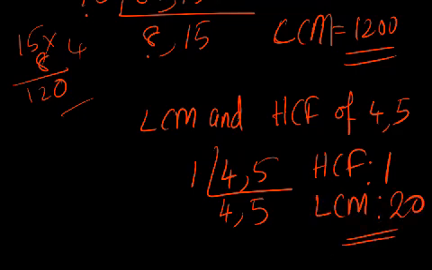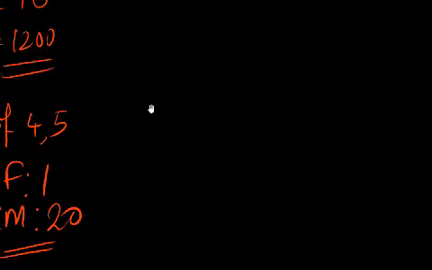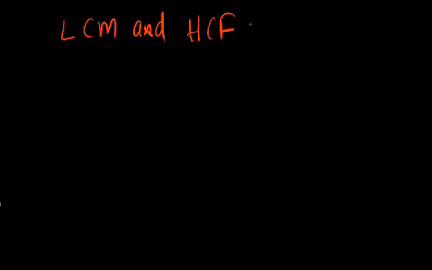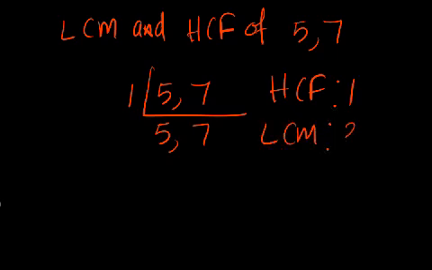I will show one more example. LCM and HCF of 5 comma 7. They don't have any common factors. So 1, 5, 7. So HCF is 1 and LCM is 5 into 7, 35. So if they don't have any common factors, LCM will be the product of the numbers and HCF will be 1.